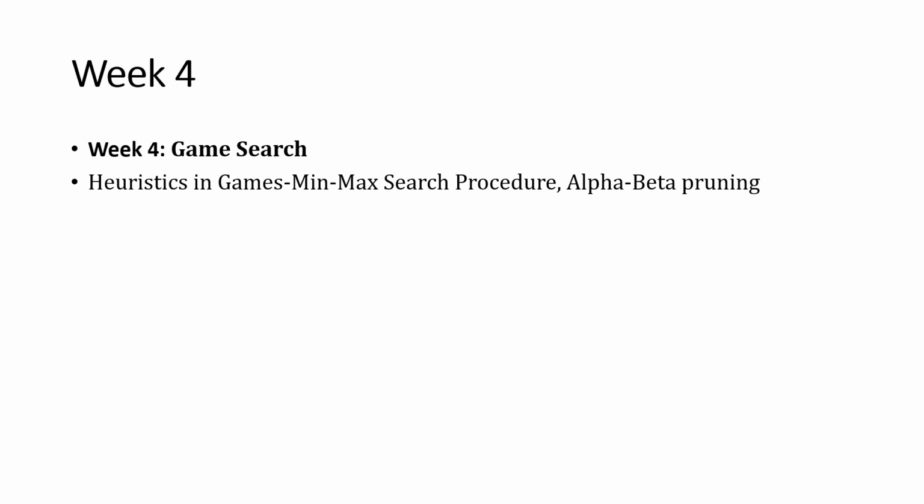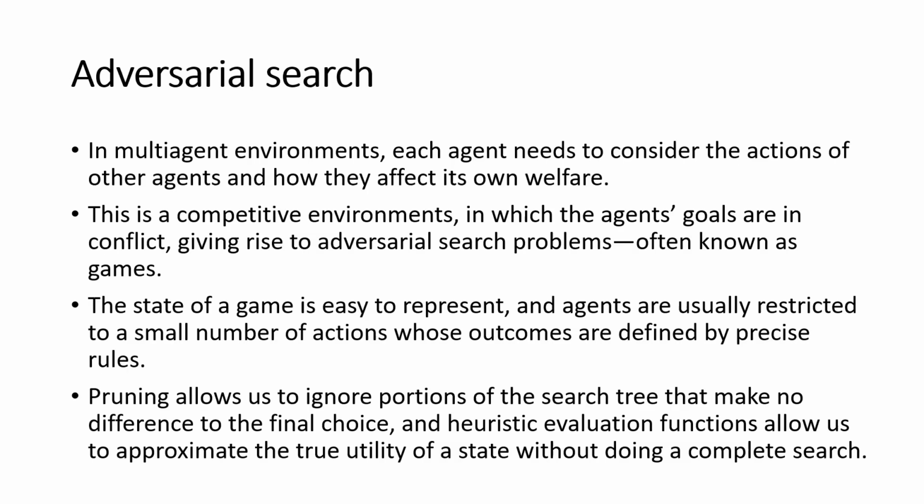Today we are going to discuss game search. This is week 4 part 5. So we will discuss heuristics in games, min-max search procedure and alpha beta pruning. So first we will see what is adversarial search.